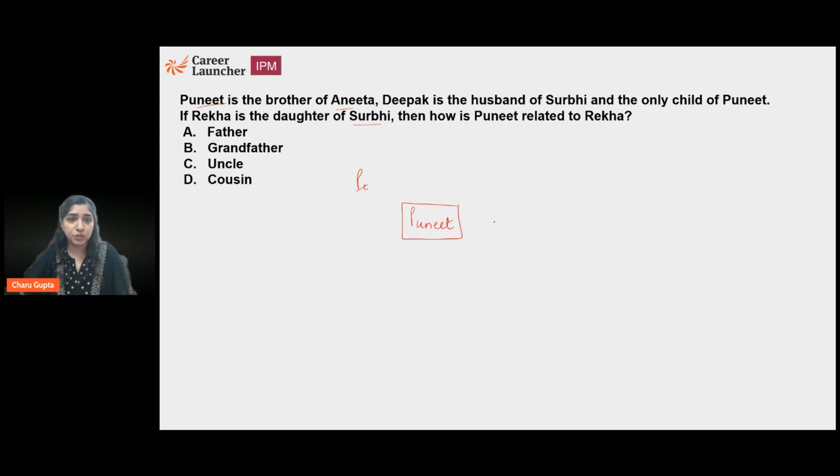Okay, so Puneet is the brother of Anita. You can create any type of symbol for your own convenience. Okay, so I put a straight line. For me, straight line means they are siblings. I use this when they are a couple. You can create your own symbols as per your convenience. So Puneet is the brother of Anita.